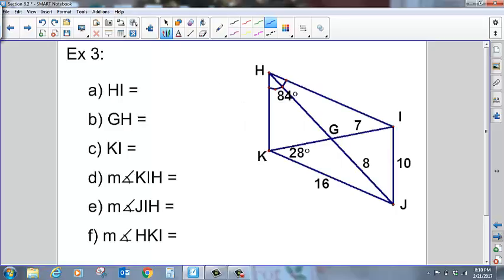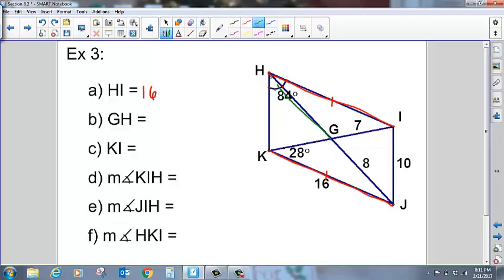Last example. So there's a lot going on for this. Why don't you guys pause it? See if you can work through this, and then just press play again when you're ready to go. All right, so HI. HI is right here. That is opposite KJ. So we know that these two pieces are going to be congruent to each other, so HI is going to be 16.